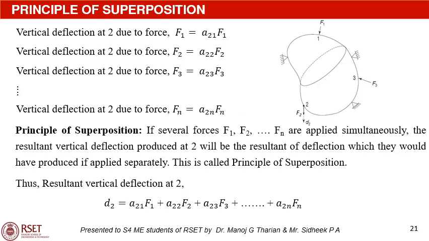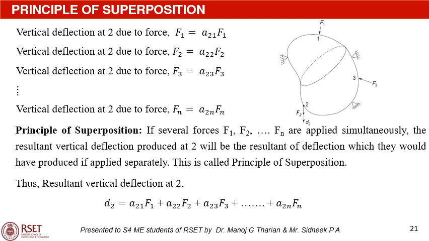Now consider the case where instead of a single force F1, several forces F1, F2, F3, etc. up to Fn are acting simultaneously on the body. The vertical deflection at point 2 due to the force F1 is given by A21 into F1. The vertical deflection at point 2 due to the force F2 is given by A22 into F2. The vertical deflection at point 2 due to the force F3 is given by A23 into F3. Likewise, the vertical deflection at point 2 due to the force Fn is given by A2n into Fn.